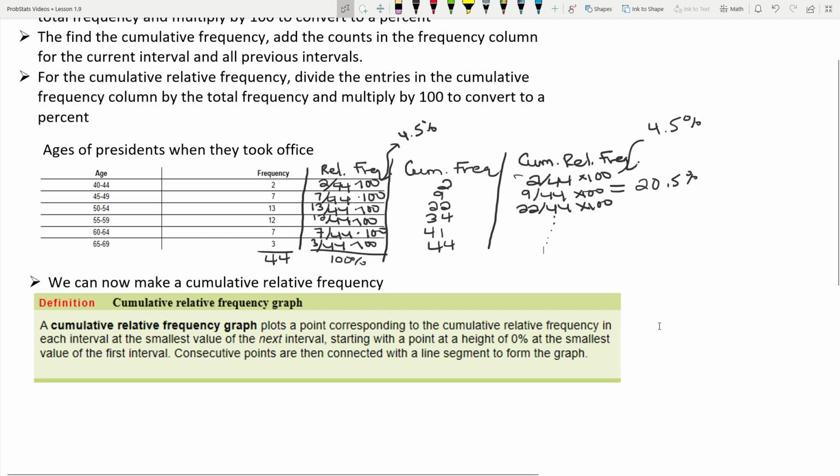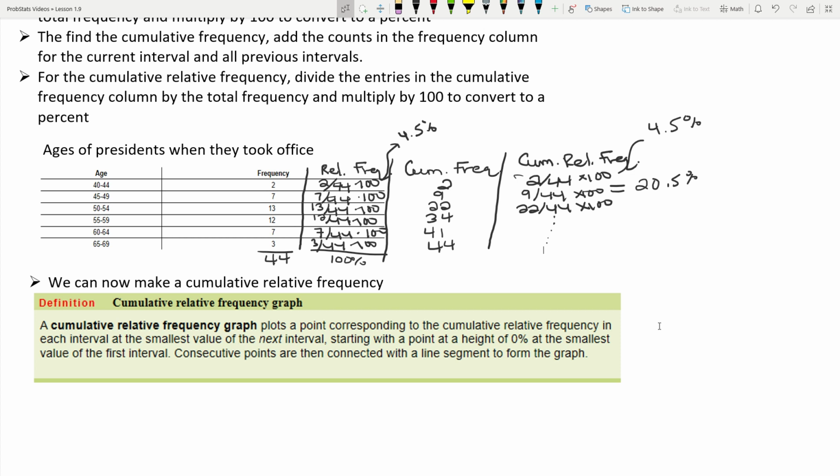So first things first, you got to know that this graph uses a cumulative relative frequency. So you got to be able to calculate that. And then you're plotting points from the cumulative relative frequency on the y-axis. On the x-axis, you're simply going to have your ages in this case. So you start at 0% when you plot your first dot, and then you work your way to the other cumulative relative frequencies. And then you're connecting them with a line segment.